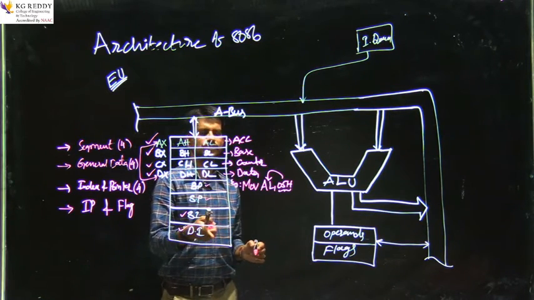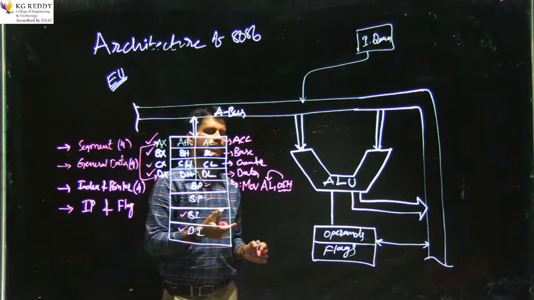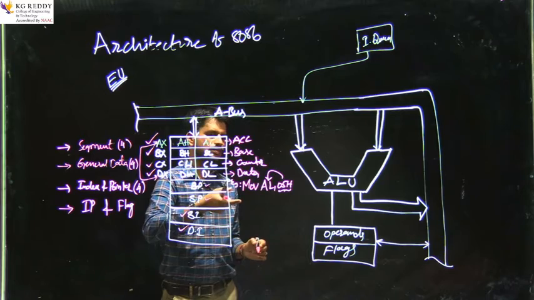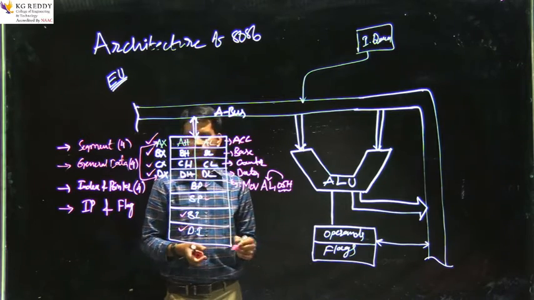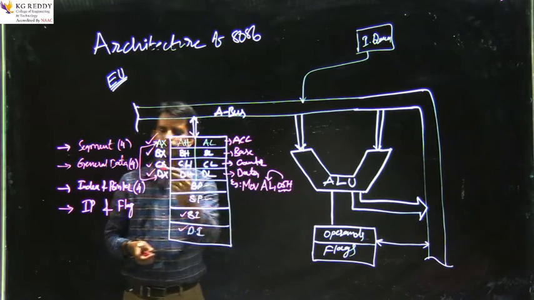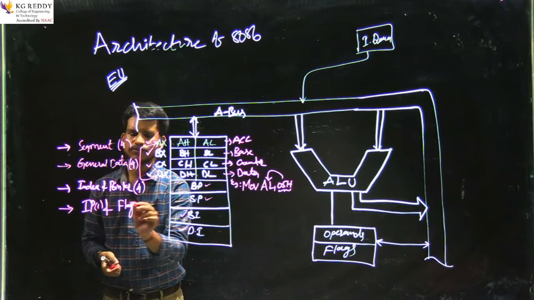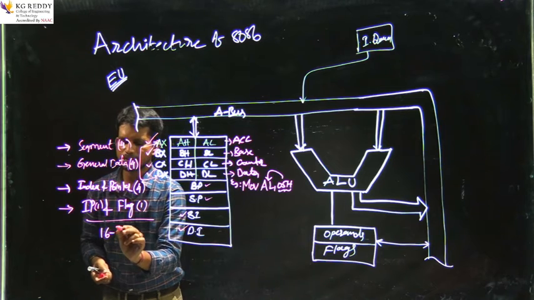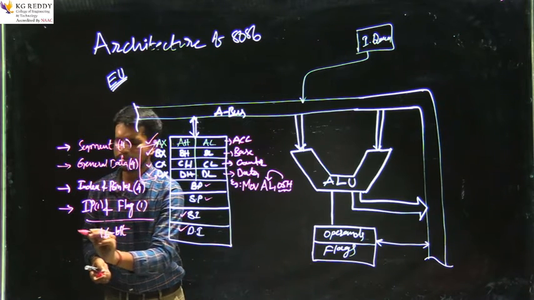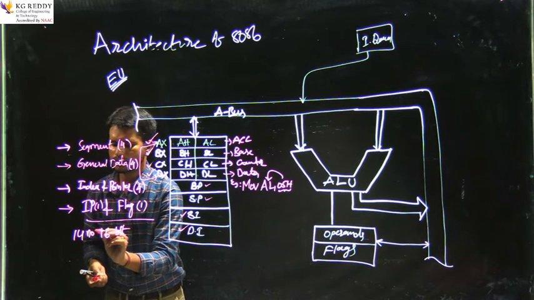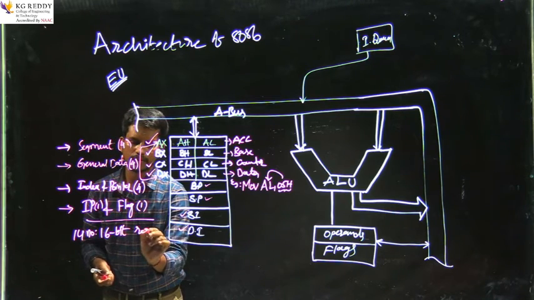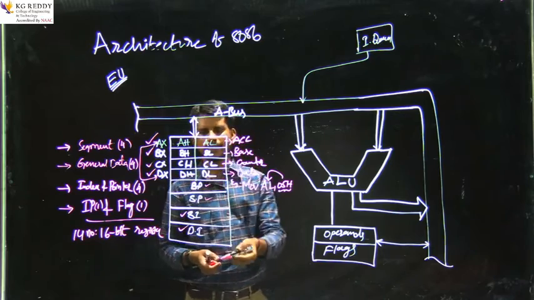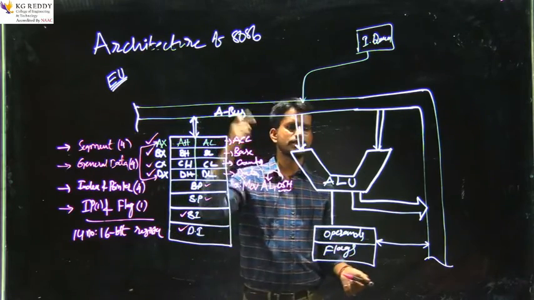Those 9 flags give different statuses, showing the status of data and the resultant ALU operations. Okay, right. So in total we got 14 16-bit registers available in the 8086.